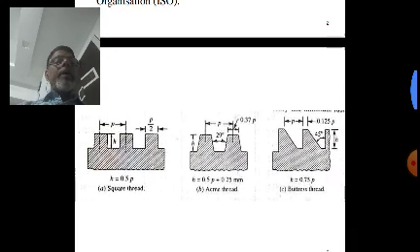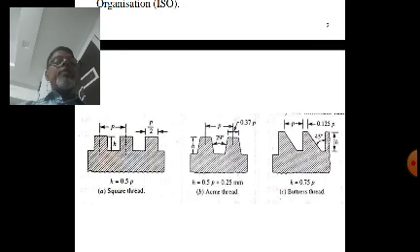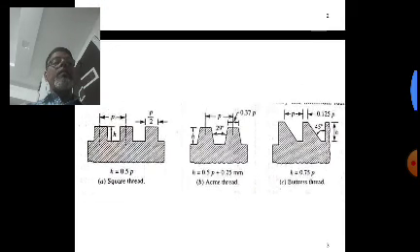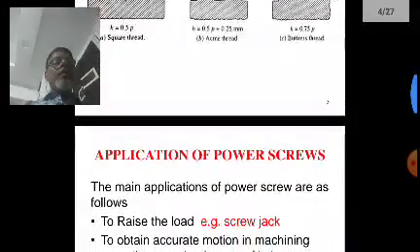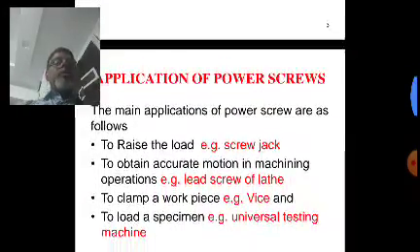And the third one is the buttress thread. Here we can transmit the motion only in one direction and not in the other direction. So these buttress threads we mostly use only in cases where we want motion in one direction only, right? So what are the applications of this power screw?